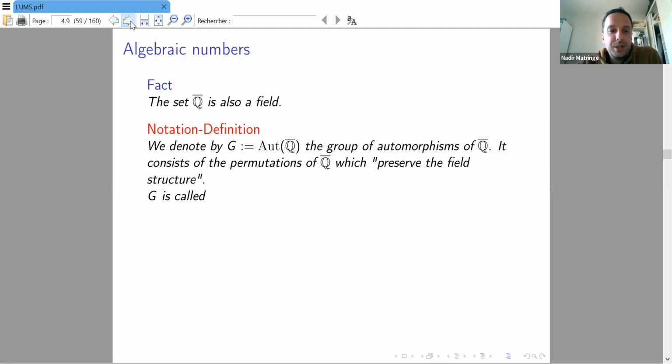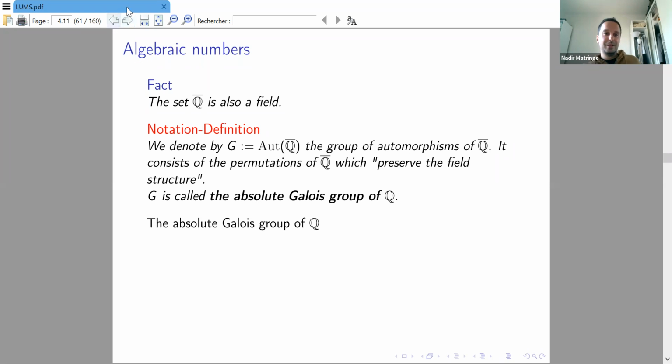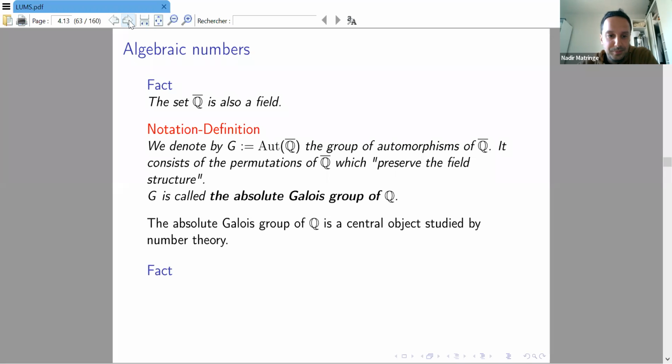And so the group G is called the absolute Galois group of Q. And so this group G is exactly the central object studied by algebraic number theory. So people are very interested in understanding this group G, which is a very complicated group. And how is it related to algebraic numbers and algebraic equations?